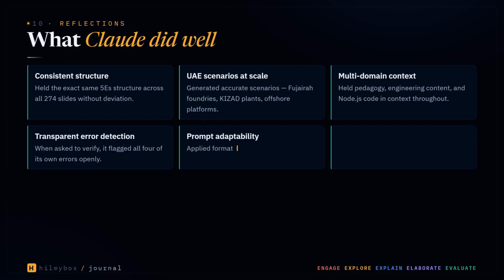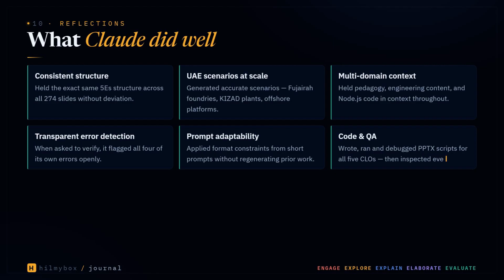Transparent error detection. When asked to verify, it flagged all 4 of its own errors openly. Prompt adaptability, applying format constraints from short prompts without regenerating prior work. And code and QA, it wrote, ran, and debugged the PowerPoint scripts for all 5 CLOs, then inspected every slide.